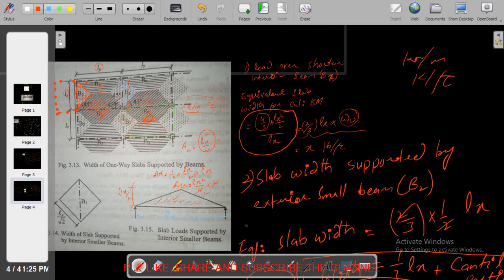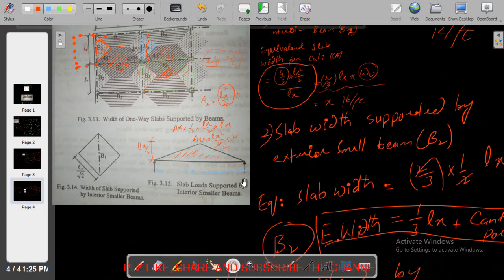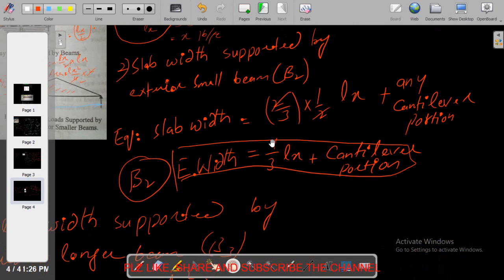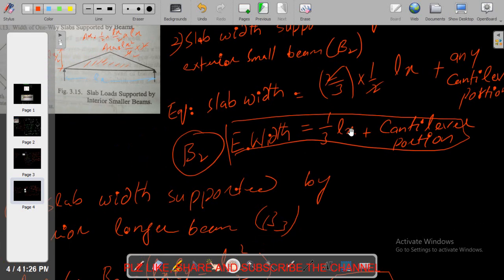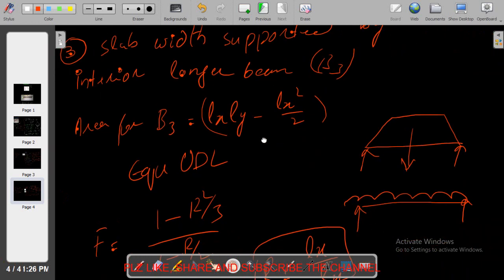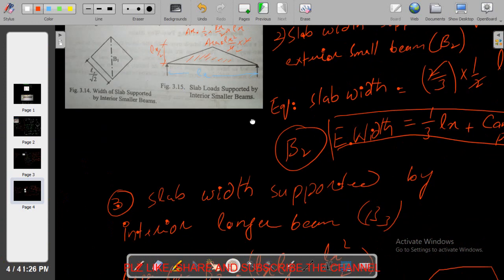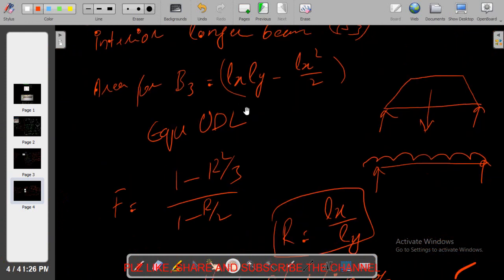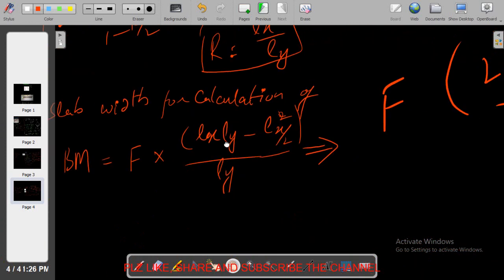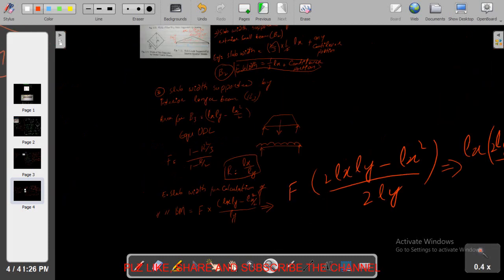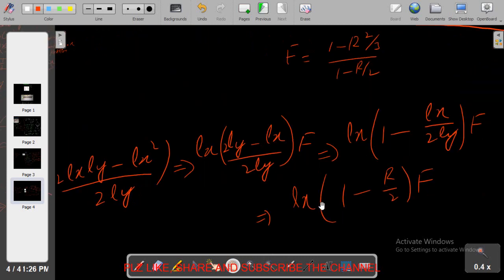Similarly for the B2 beam, which is the short exterior beam, in that case the equivalent slab width will be equal to 1/3 of the Lx plus the cantilever portion. So we will multiply this with that. Similarly, in the case of the B3 beam, that is my B3 interior longer beam, in that case the equivalent width is this one, and I have already found the final value, which will be Lx times (1 minus r) divided by 2 into f.